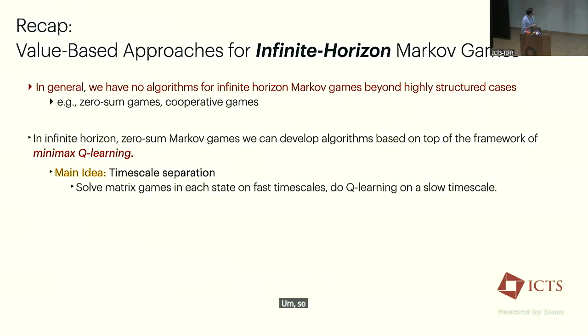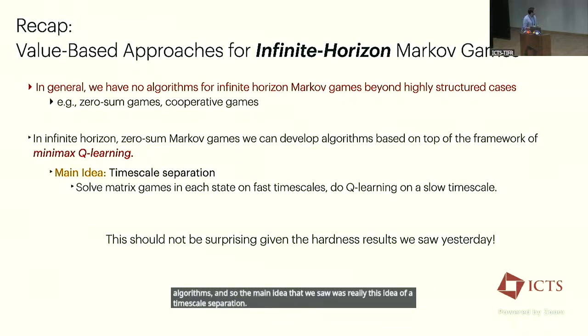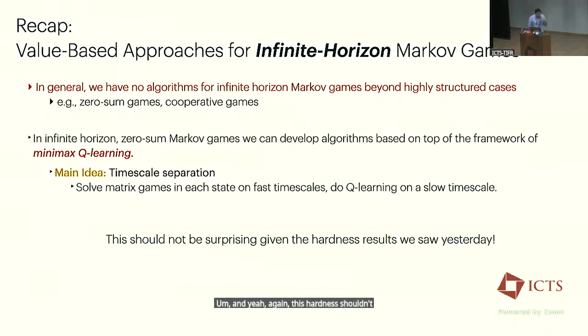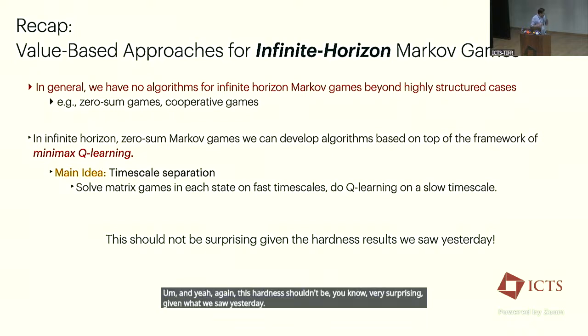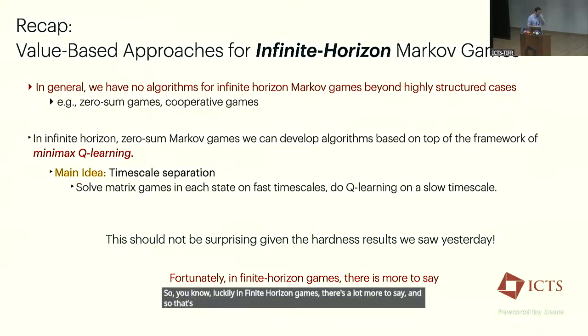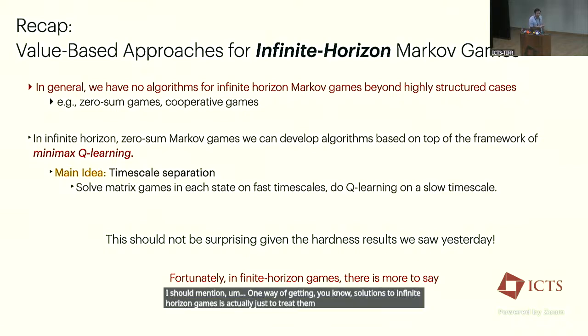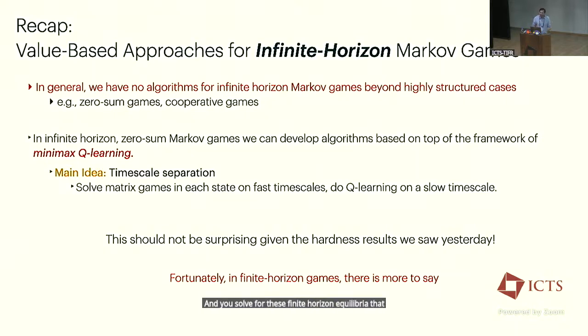So in infinite horizon zero-sum Markov games, we actually can develop algorithms. And the main idea that we saw was this idea of a timescale separation. Again, this hardness shouldn't be very surprising given what we saw yesterday. Luckily, in finite horizon games there's a lot more to say, and that's where we're going to go now. I should mention, one way of getting solutions to infinite horizon games is to treat them as finite horizon games. You pretend there's some finite horizon for the problem, and you solve for the finite horizon equilibria that we're about to talk about.